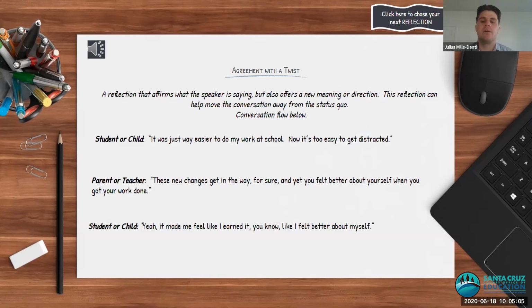This is tough. And yet you felt better about yourself when you got your work done. So that affirms, but it also brings in the element of self-esteem. So it correlates getting schoolwork done to how someone feels about themselves, which is powerful. And then the student might say something like, yeah, it made me feel like I earned it, I felt better about myself. So all of a sudden, now you have a place where you can plan about how to do schoolwork, now that you know that schoolwork actually helps the kid out.